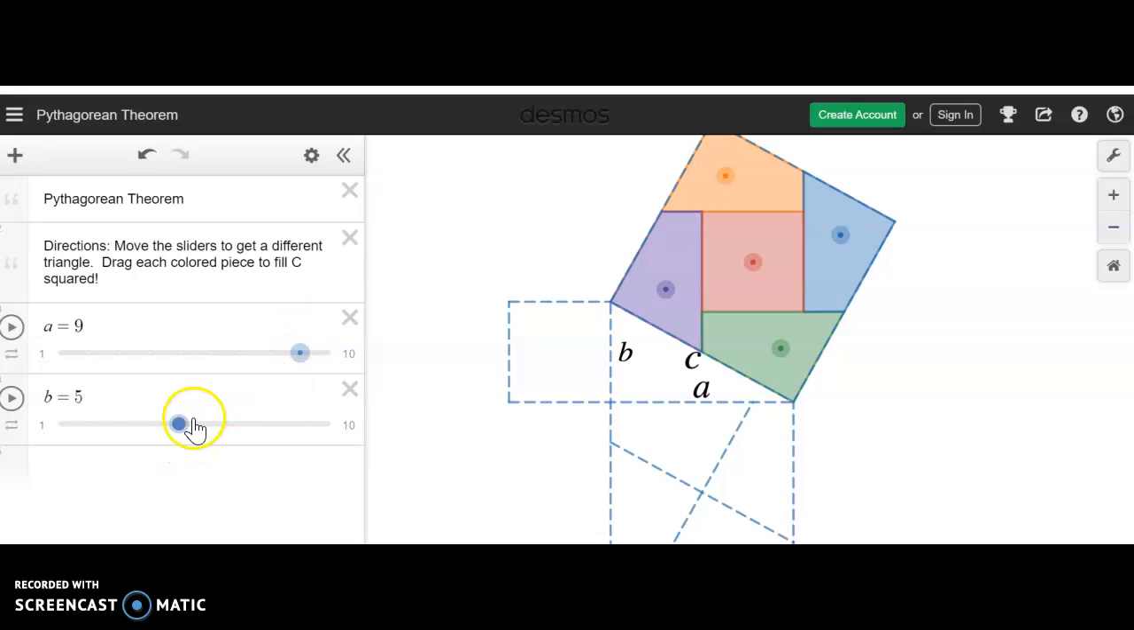And even if I adjusted these sliders, it's always going to work as long as A is greater than B, at least for this particular proof.